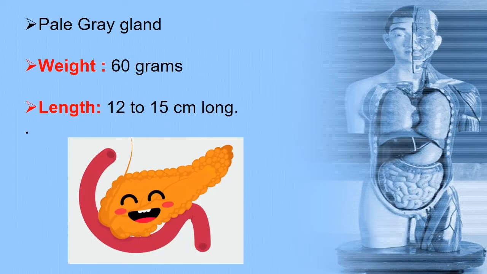Now, it is pale grey in color. The weight of the pancreas is 60 grams, and the length is 12 to 15 centimeters.